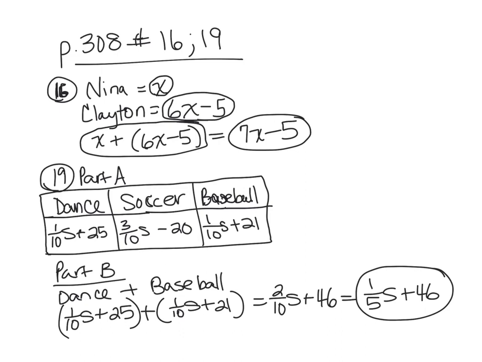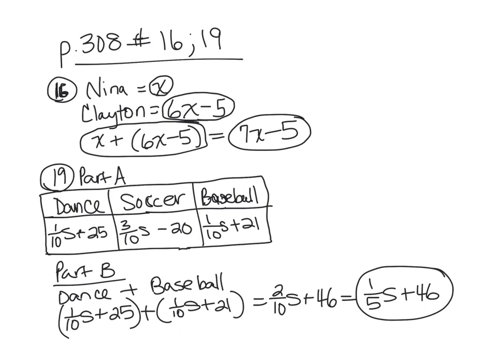So dance is 25 more than 1/10 the number of students. So 1/10 times the students plus 25 is dance. Soccer says 20 fewer than 3/10 of the students. So I need to do 3/10 times S and then minus 20, because 20 fewer means I'm going to take away 20 from that amount. And then I have the baseball, which is 21 more than 1/10 of the students. So I'm going to do 1/10 S plus 21.